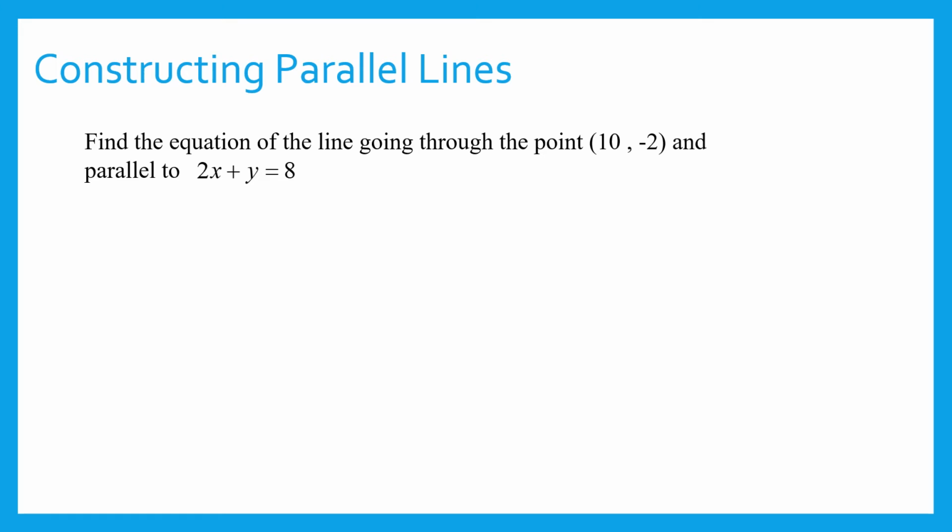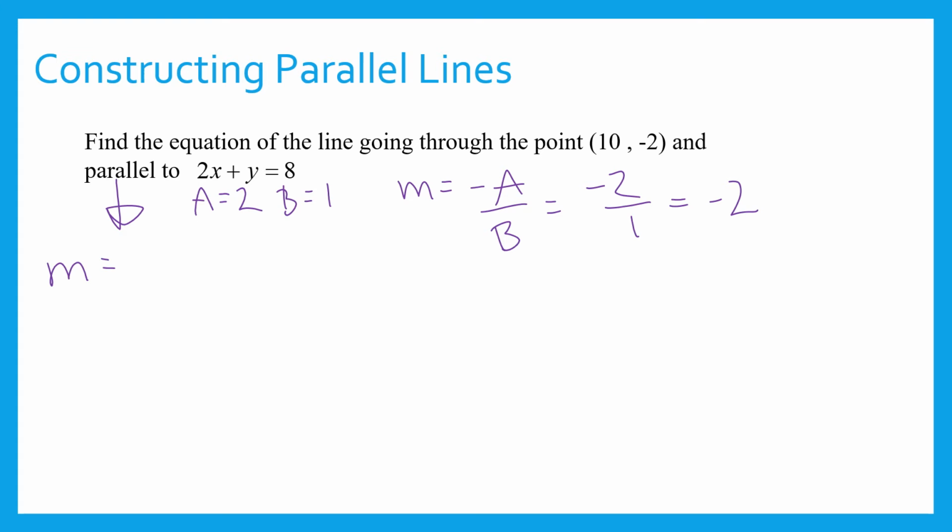Okay, let's do another one similar to that so we kind of get back in the habit of finding our slope from standard form. So find the equation of a line going through the point (10, -2) and is parallel to 2x plus y equals 8. So remember, I need to get the slope because parallel lines have the same slope. So here a equals 2, b equals 1, and remember the slope from standard form is the opposite of a over b. So that's going to be -2 over 1, which is -2. So the slope of my parallel line is -2. Remember, parallel lines have the same slope.